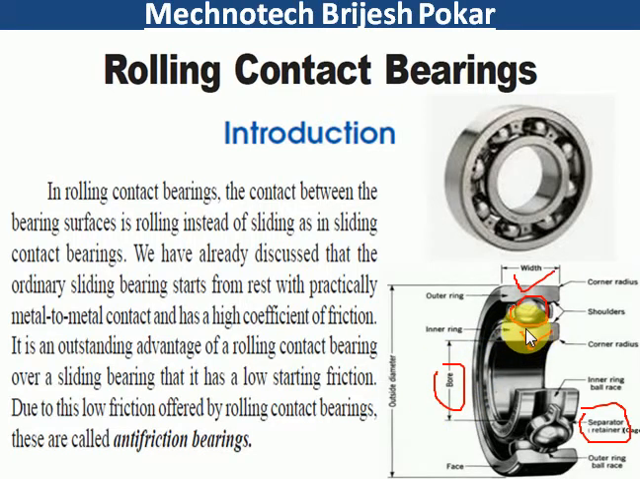Okay, now because of the balls, the initial friction is very low, so the starting friction is also low, and because of that it is also called the anti-friction bearing. So another name of rolling contact bearing is anti-friction bearing.